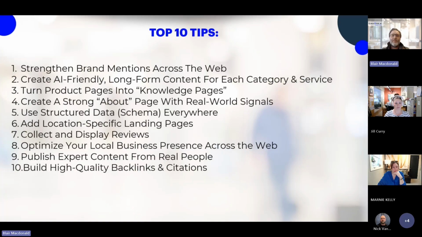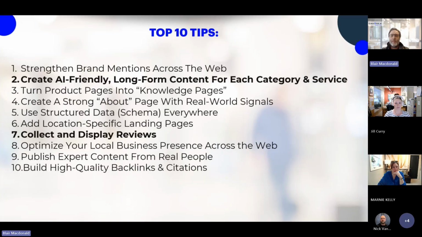In our first presentation, we concentrated on number 2 and number 7, which were create AI-friendly long-form content for each category and service, as well as collect and display reviews. Briefly on number 2, think of AI-friendly long-form content like blogs, FAQs, and buying guides for different products that you carry or services that you offer, and including those on your website in some form. And for collecting and displaying reviews, that means getting reviews on things like Google My Business, even Facebook, and publishing those right to your website if at all possible.